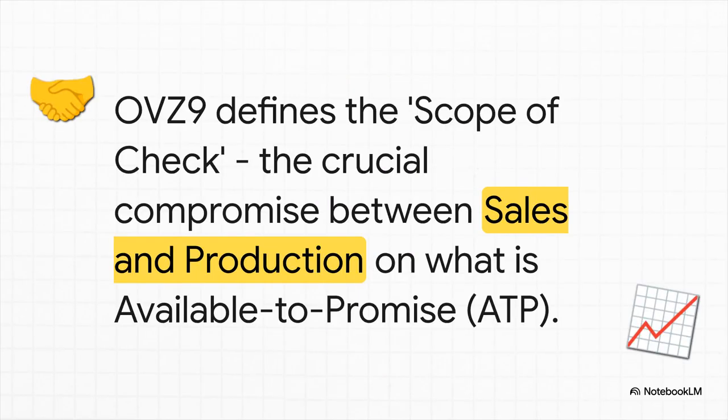The answer is in a transaction called OVZ9. This is where the business hammers out its available to promise, or ATP strategy. Do you want to include purchase orders that haven't even arrived yet? What about safety stock? See, this T-code isn't just some technical setting, it's the digital handshake. It's that crucial compromise between the sales team and the production floor.